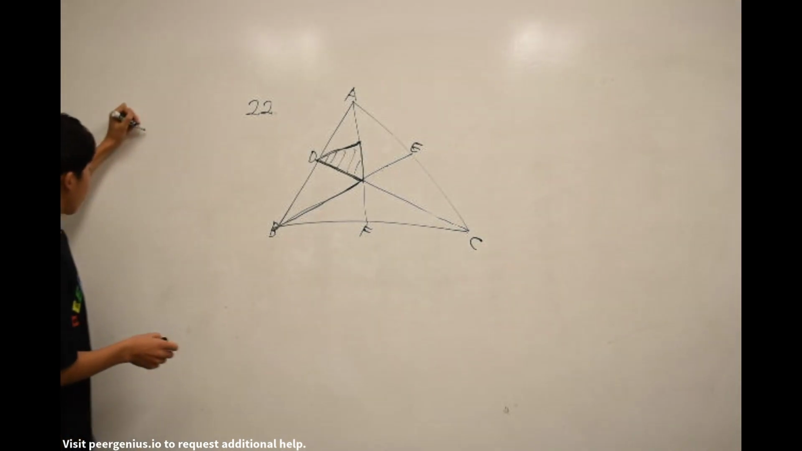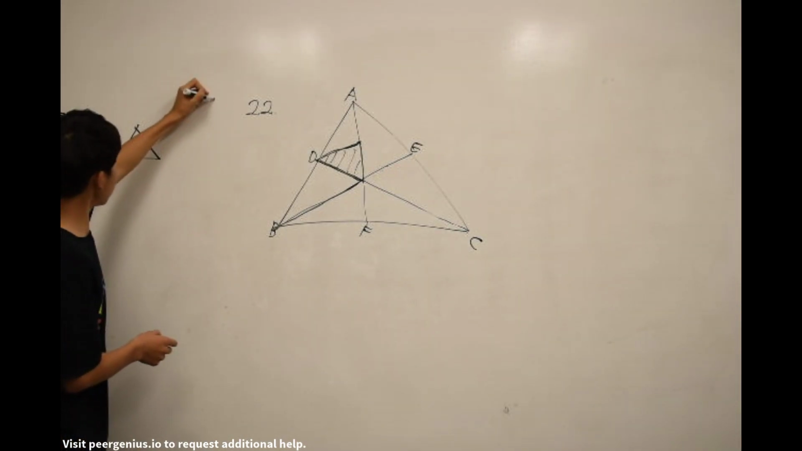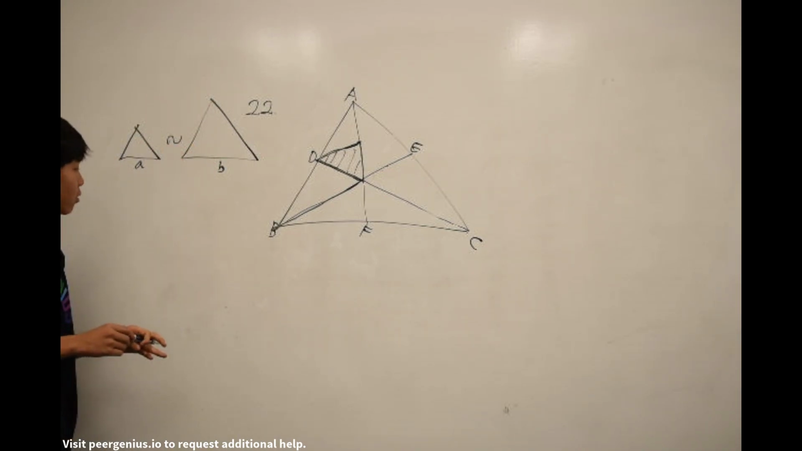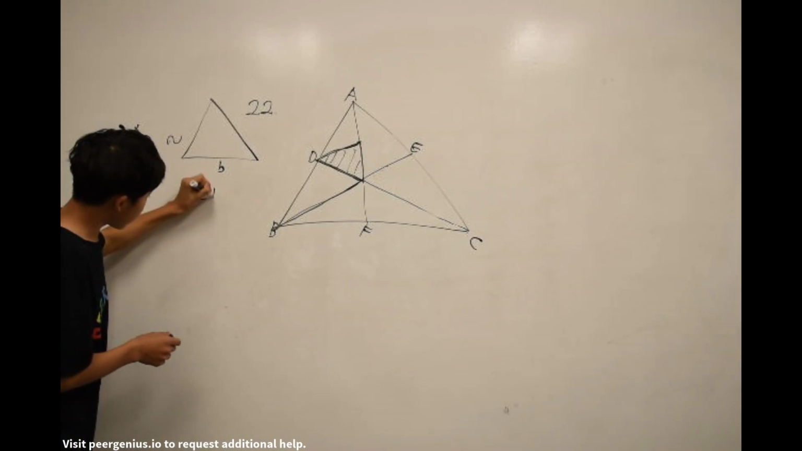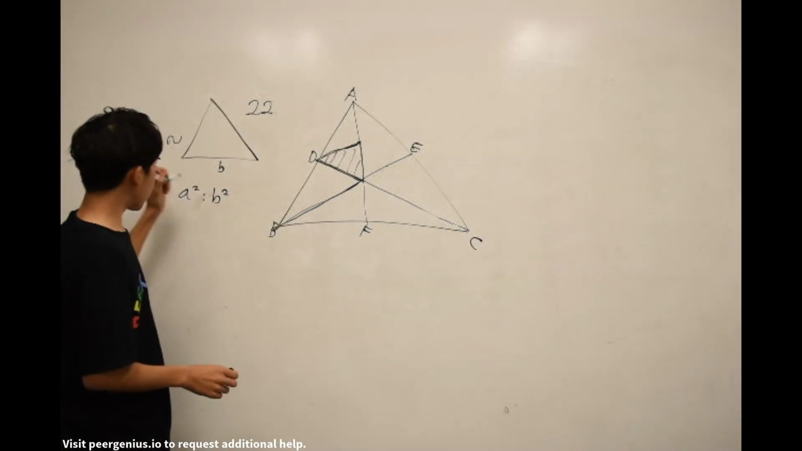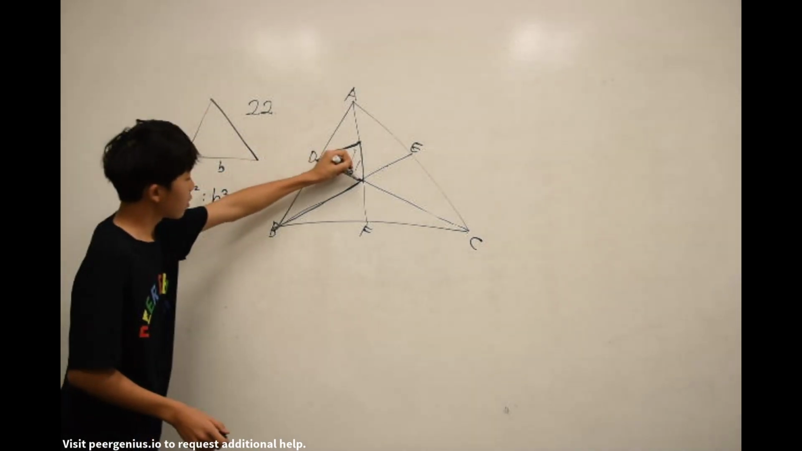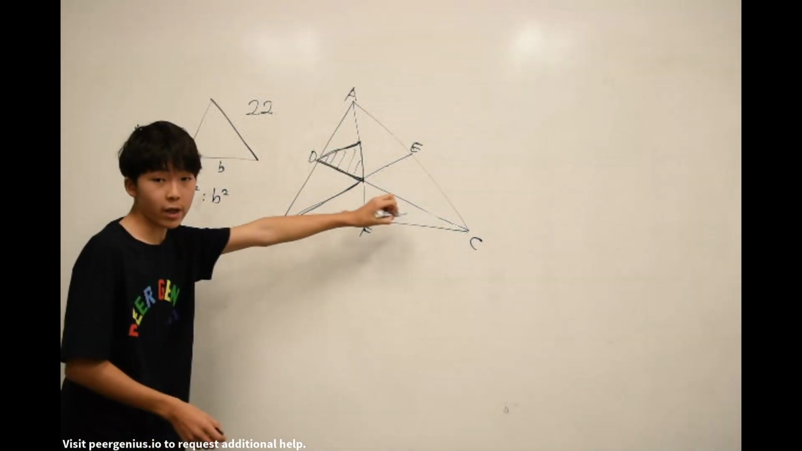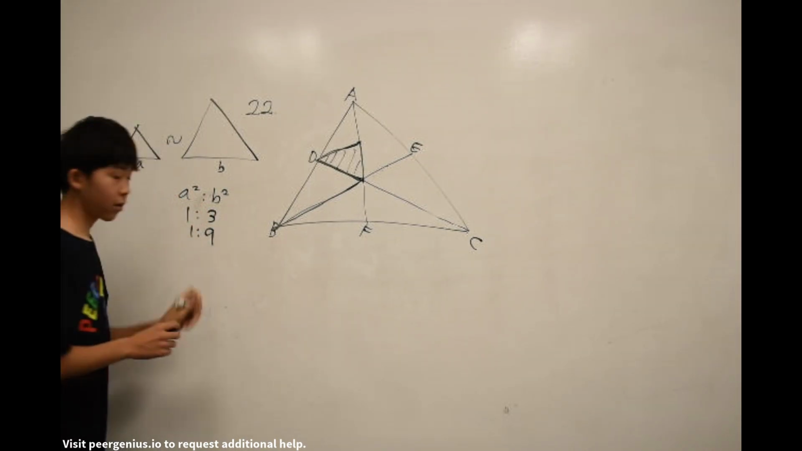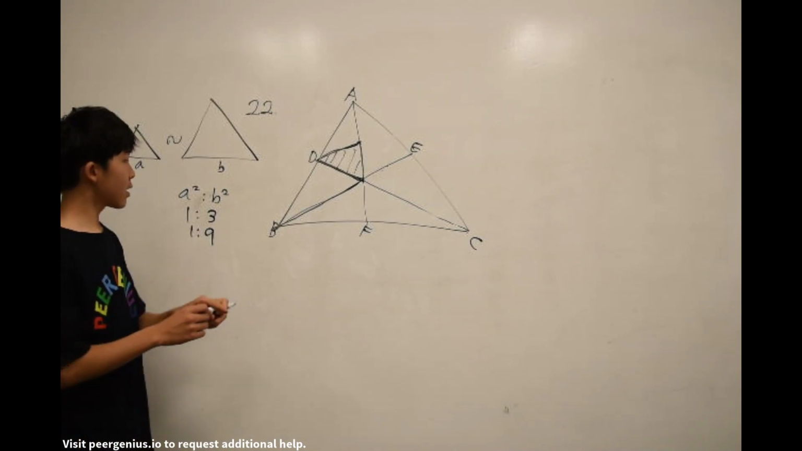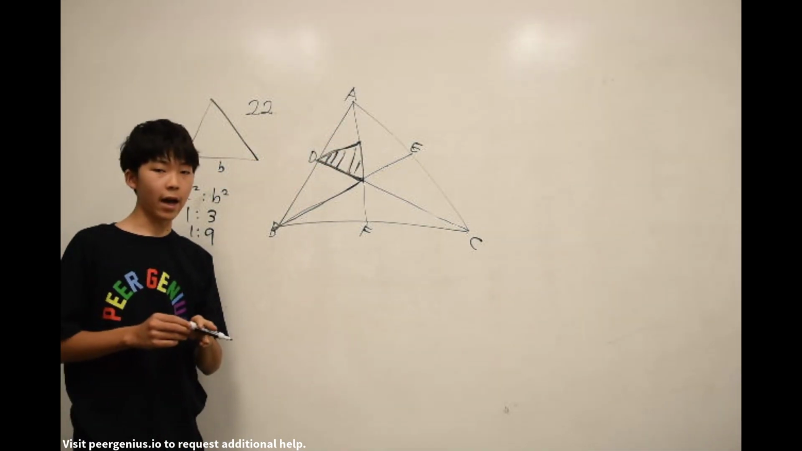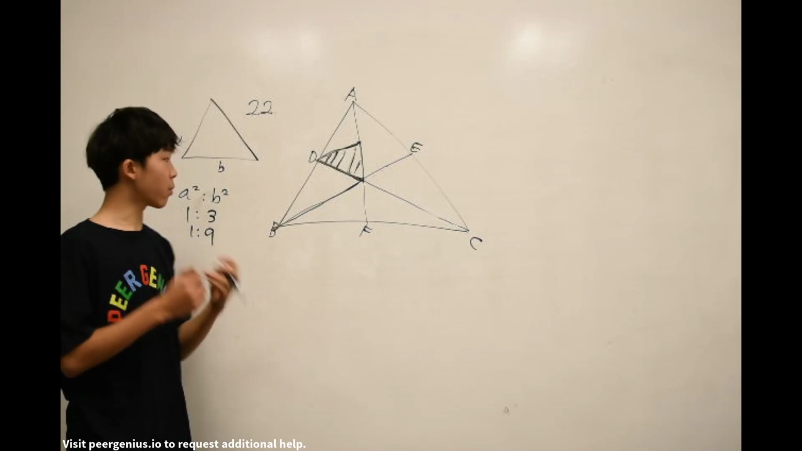If you remember, if we have two similar triangles with a side length ratio of A to B, the ratio of their area is A squared to B squared. In this case, the smaller triangle to the bigger triangle, the side length ratio is 1 to 3. So the area ratio is going to be 1 to 9. That means if we find the area of this triangle, we can just multiply it by 9 to get the area of the triangle that we want to find.